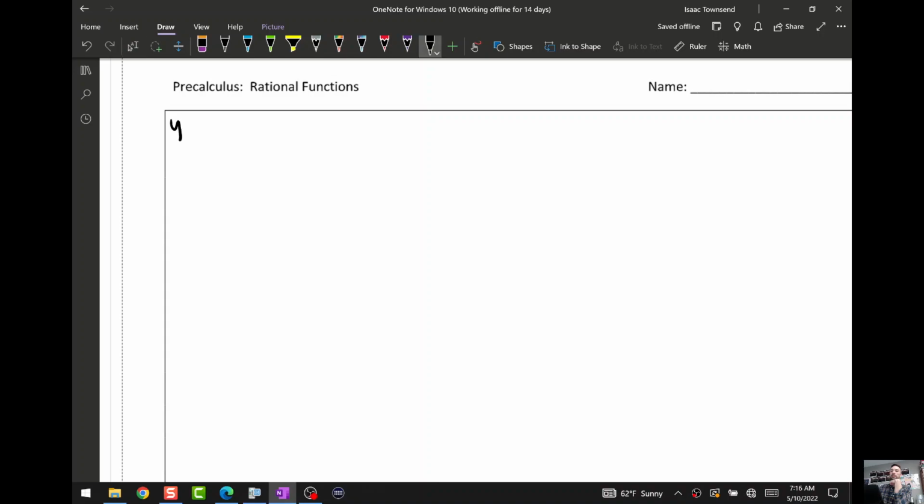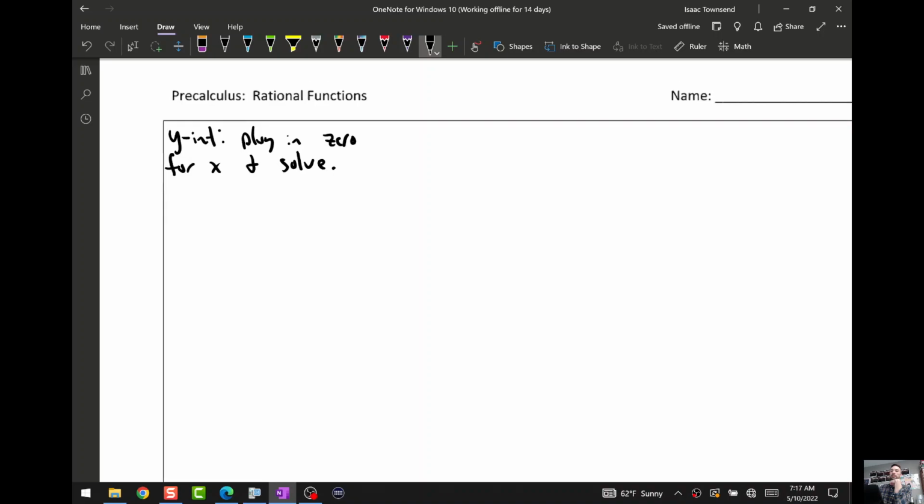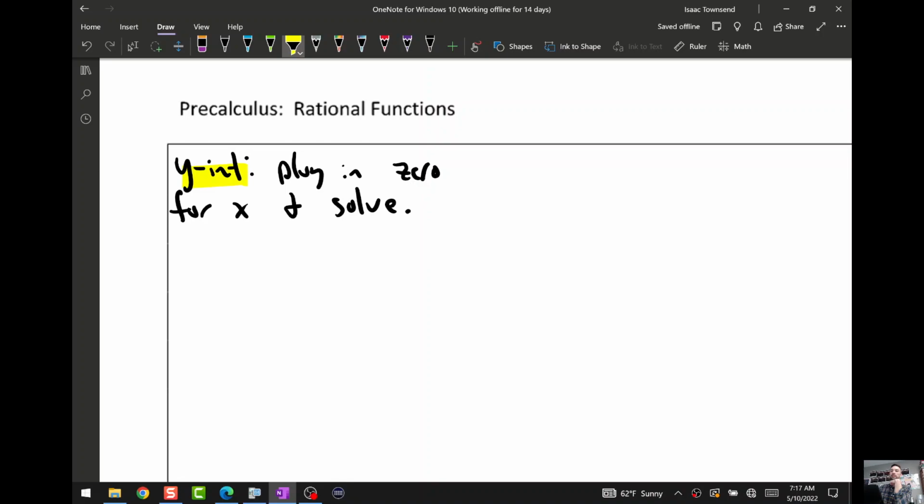Okay, so the first one that I like to start off with is the y-intercept. That's usually one of the easier ones. Like all algebra stuff, if you want to know the y-intercept, plug in 0 for x and solve. That's usually pretty easy to do, even without a calculator. Let me show you the first 4, and then I'll let you try 5 before I share the answer with you.